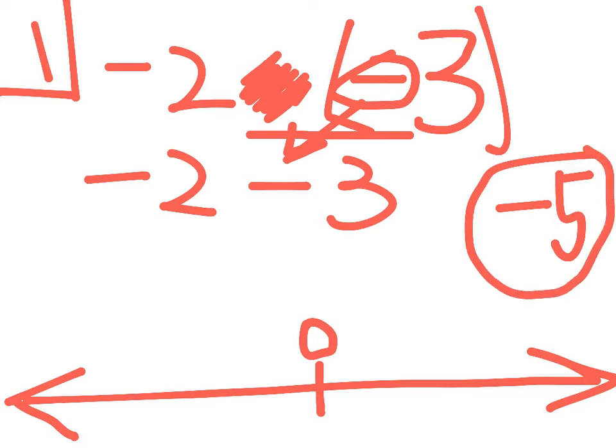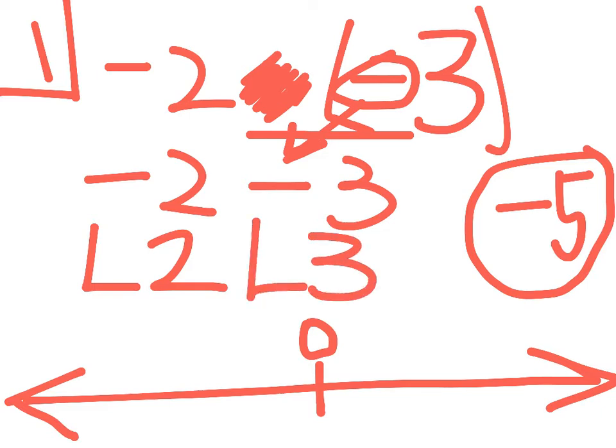We've got -2. What I want you to write down right below it is L2. All right, and then we have a -3. I want you to write L3. All right, so here's why. -2 means go left 2 or down 2. In this case, we've got a sideways number line. So I'm going to go left 2. I start at 0. I go 1, 2. So now I'm at -2. This is my spot now.